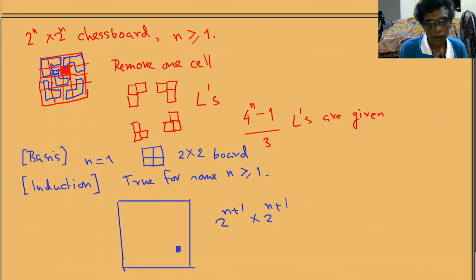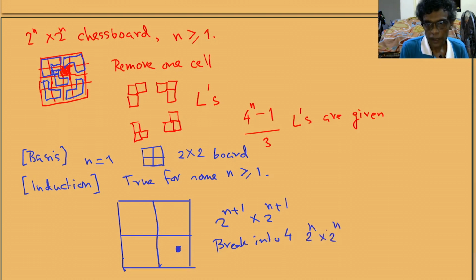Okay. So what I will do, I will break it down into 4 sub boards of size 2 power n by 2 power n. And this removed cell will be either here or here or here or here, somewhere, right?